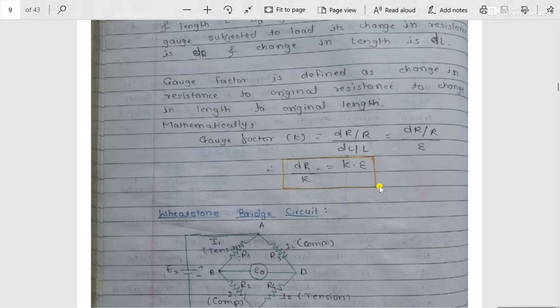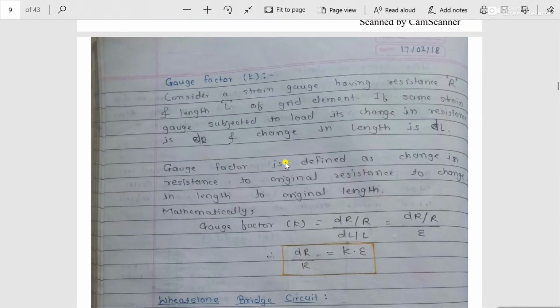This value, delta R upon R is equal to K into epsilon, we have to use in the next part of the strain gauge applications. That means wherever we get this delta R upon R, this term is directly replaced in the form of K into epsilon, which is defined by using the gauge factor. So this is the one constant factor which we have to consider in the strain gauge application.